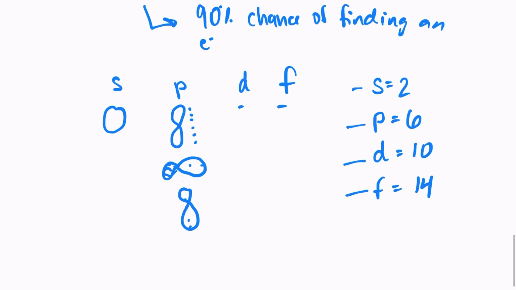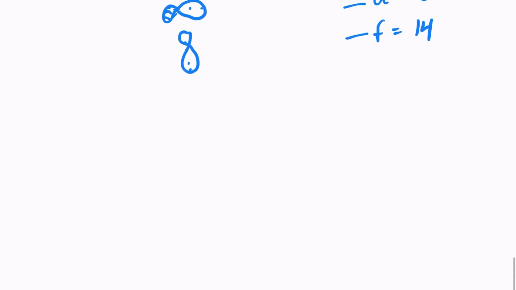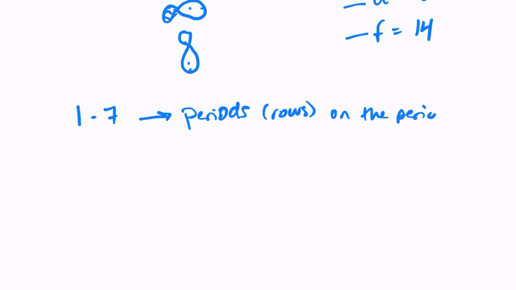So the levels of energy that an electron can be in are 1 through 7, and they correspond to the periods or rows on the periodic table, which is really handy. So we can have energy levels 1 through 7, and whichever energy level you are in, that corresponds to the number of sublevels in that energy level.